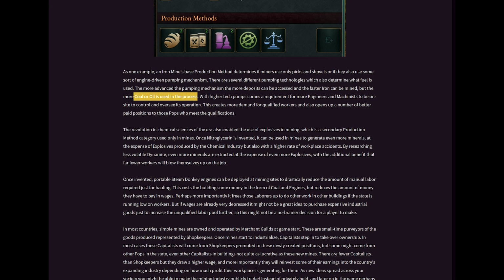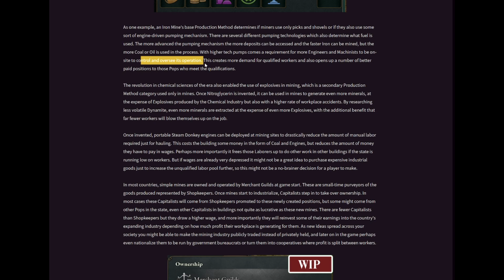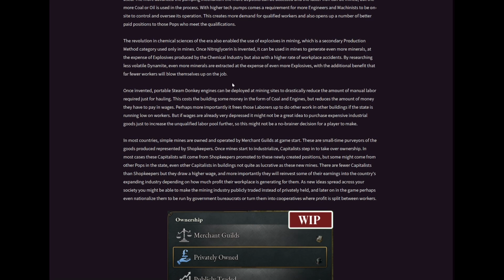A quicker exploitation needs an investment. The investment can be done with a better production method, and the better production method comes with higher tech. With higher tech pumps comes a requirement for more engineers and machinists. So you also need skilled laborers on site to control and oversee its operation. This creates more demand for qualified workers and also opens up a number of better paid positions to those pops who meet the qualifications.